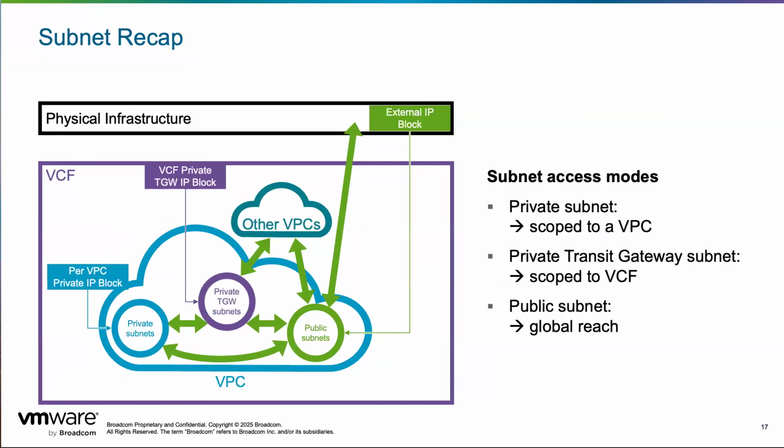So this is a summary of all this. Basically, it's all a matter of scope. You see the private subnet is scoped to a VPC, whether it is in terms of reachability or in terms of IP addressing. The private transit gateway subnet is scoped to VCF, again, in terms of reachability and IP addressing. And finally, the public subnet has a global reach, and it needs to have an IP address that is routable. By the way, let me clarify here. When I talk about a public address, this public subnet, it doesn't mean that this IP subnet needs to be internet routable. It just means that it needs to be routable within the physical infrastructure.